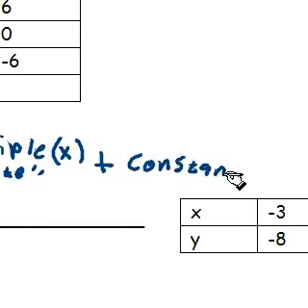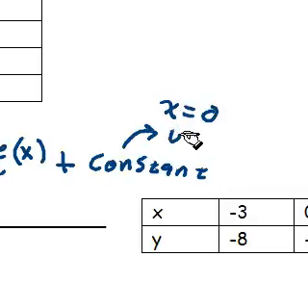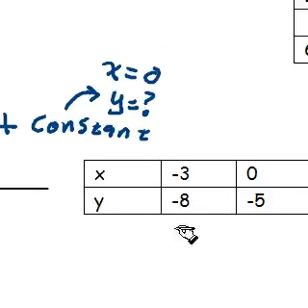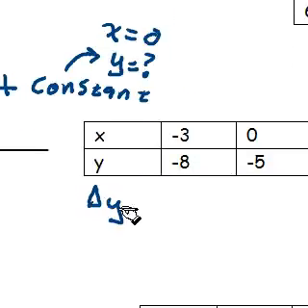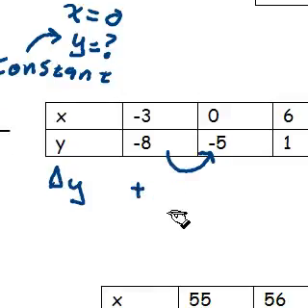And the constant is the number that, when we back the pattern up to 0, when x equals 0, the question we ask ourselves is, what does y equal? And that's what the constant is. Okay? So let's take a look at our change in y, and we see that we go from -8 to -5, and that is an increase of 3.